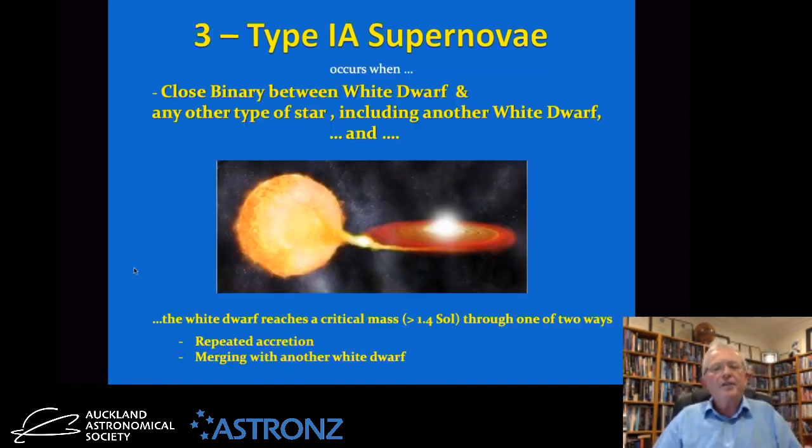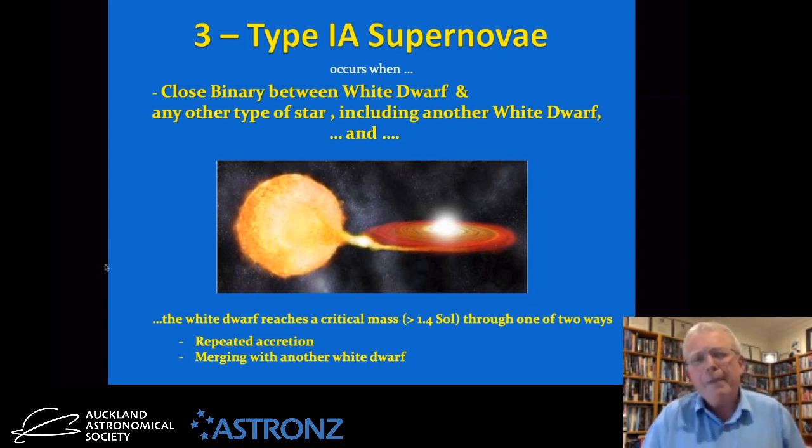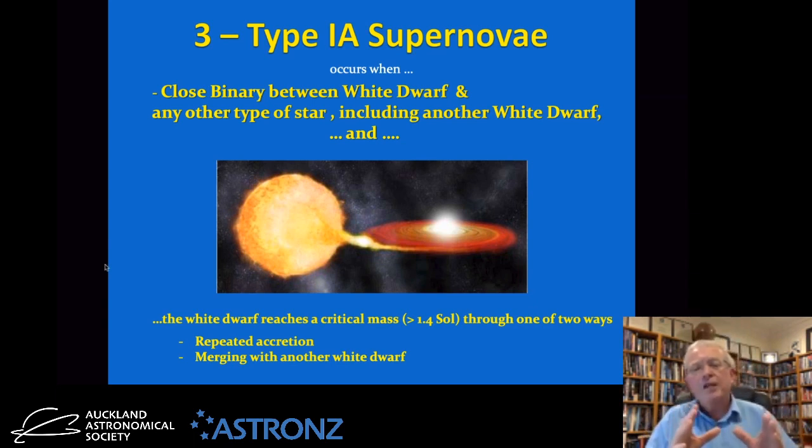So this is another scenario when you've got that close binary system between a white dwarf and another star. The star can be a red giant, super red giant, massive star, or even another white dwarf. What happens here is white dwarfs are reasonably happy, stable objects up to a certain mass. And that critical mass is 1.4 solar masses. In other words, 1.4 times the mass of our sun. Up till then, it's stable.